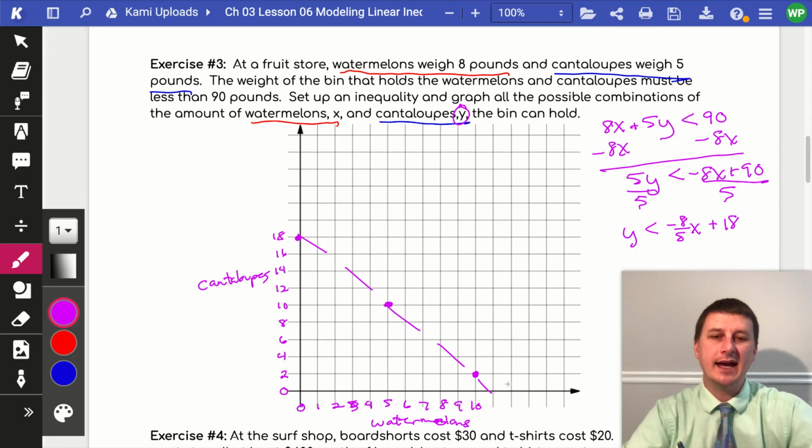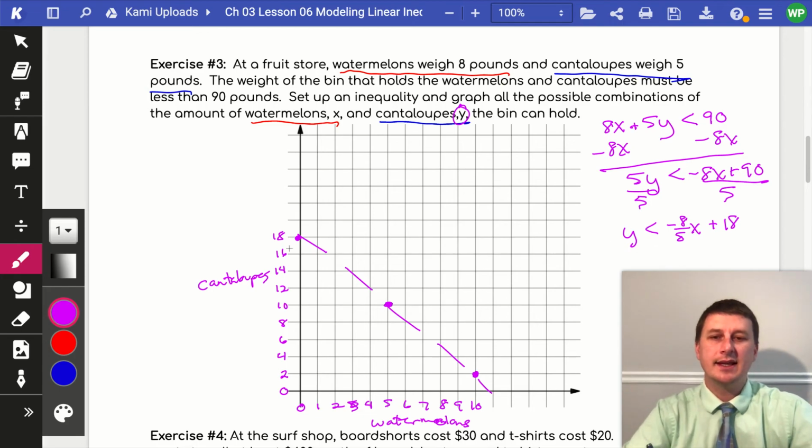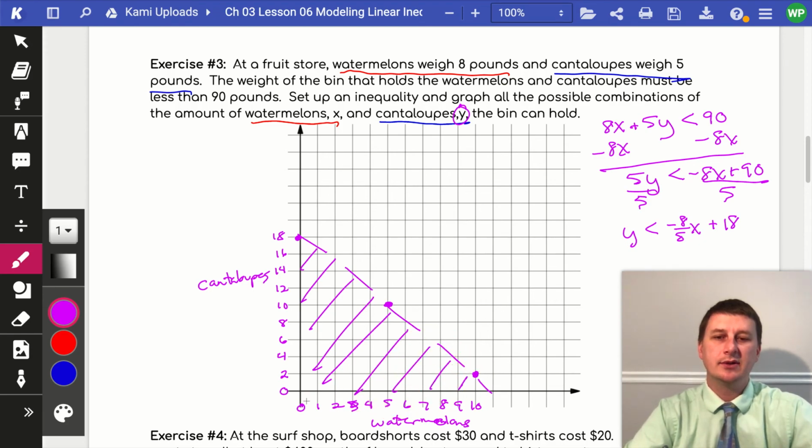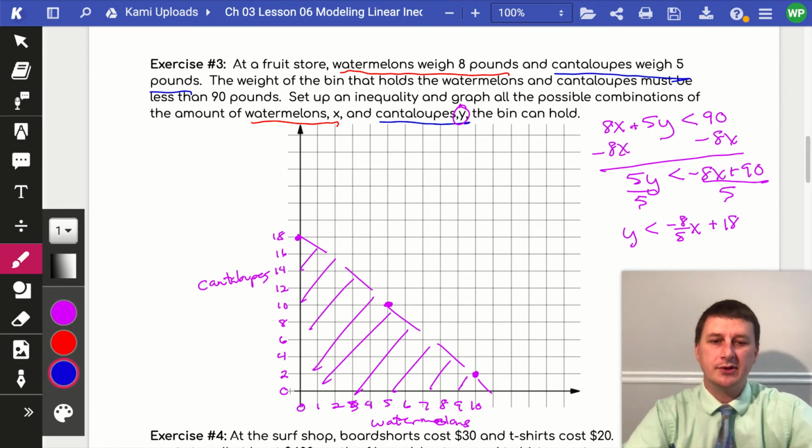After we make that dashed line to show that the points on that line are not solutions to this inequality, we then want to shade down, because we want to know where y is less than this line. So the y values less than this line are downward. So we're going to shade this inequality downward to include all of these points as possible solutions. So again, let's just check out a couple of points that are possible solutions.